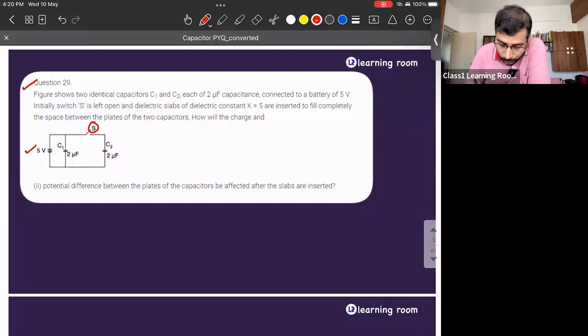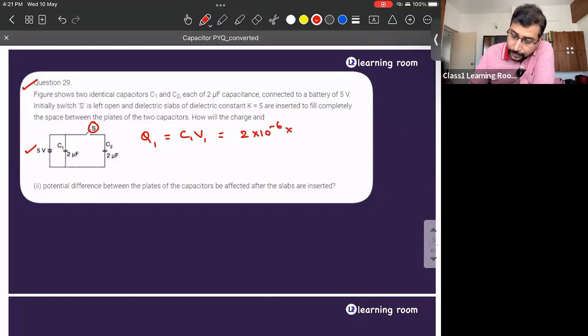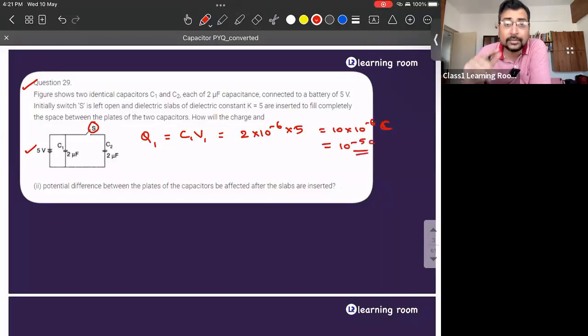Okay. So what is going to be the charge that is appearing on C1? I'll call it Q1. Q is equal to CV, so Q1 is equal to C1 into V1. C1 is 2 into 10 power minus 6 into what is the value of V1? It is going to be 5. The answer is going to be 10 into 10 power minus 6 coulomb, or 10 power minus 5 coulomb. That is going to be the charge on the first capacitor. Am I clear with this?